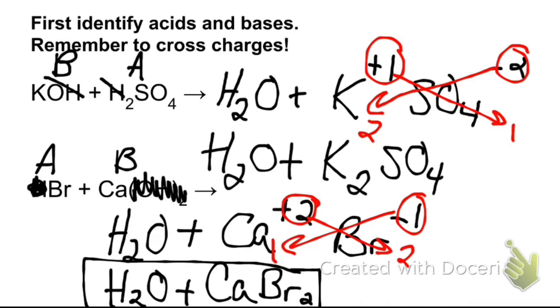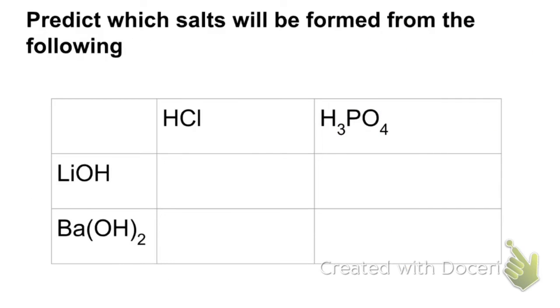All right, now the next ones are a teeny bit more complicated, but actually really not that much. These are just asking us to predict what salt, and we said a salt was what? A salt is any ionic compound that was going to be formed from the following acids and bases. All we're doing here is just giving the salt part, we're skipping the water part, because we know that everything makes water.